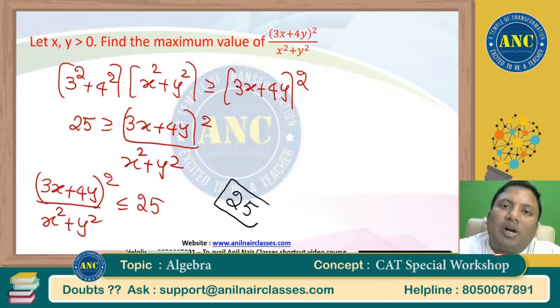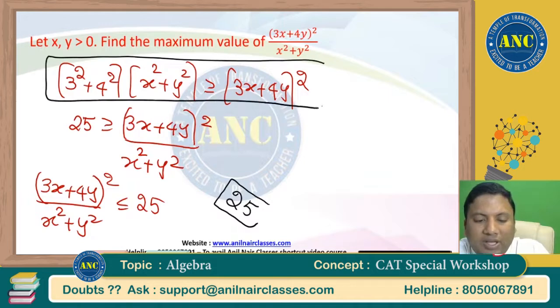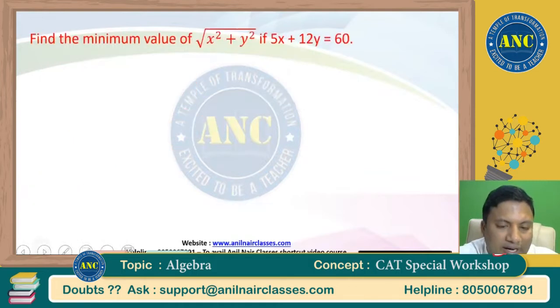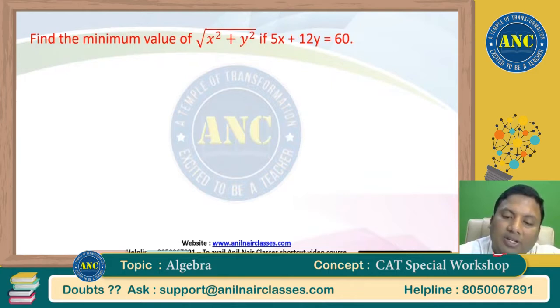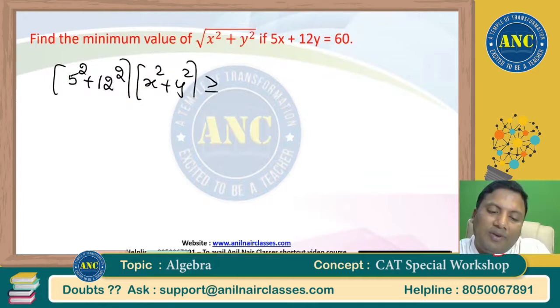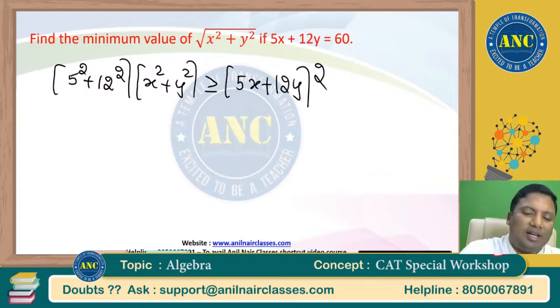These problems are based on Cauchy-Schwarz inequality. (3 square plus 4 square) into (x square plus y square) is always greater than or equivalent to (3x plus 4y) whole square. Idea clear? Next one, find the minimum value of root of x square plus y square if 5x plus 12y is equivalent to 60. Again, we will use Cauchy-Schwarz inequality. (5 square plus 12 square) into (x square plus y square) is always greater than or equivalent to (5x plus 12y) whole square. From these easily you will get the answer.